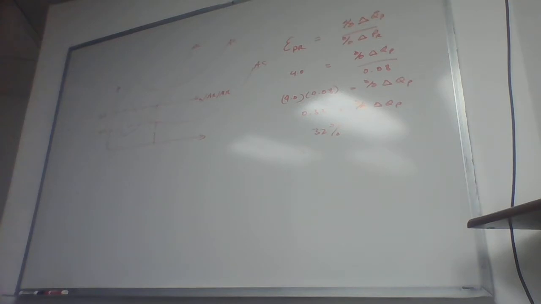E of CO, percentage change in Q of cereal, percentage change in P of oats. So I need Q0 of cereal, I need Q1 of cereal, I need P0 of oats, and I need P1 of oats. So this will be Q1 minus Q0 divided by Q0 plus Q1 over 2. And all of that is cereal stuff, yes?